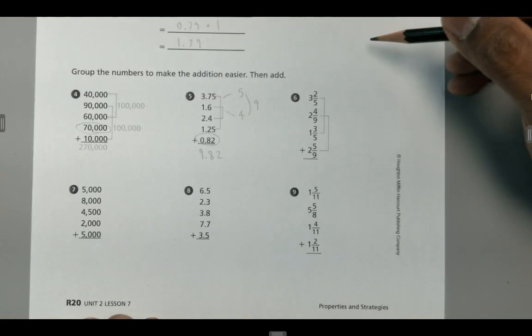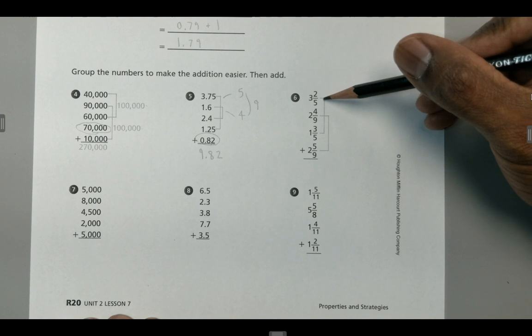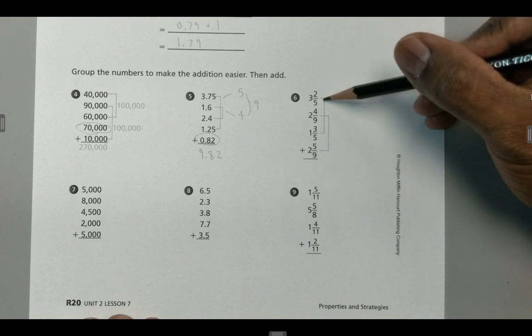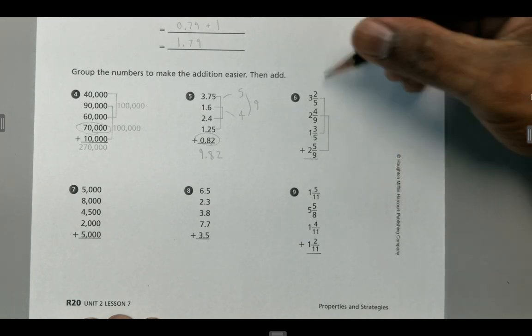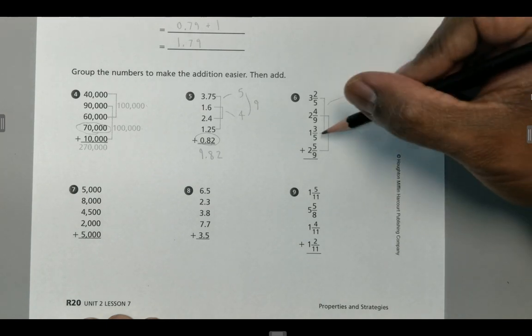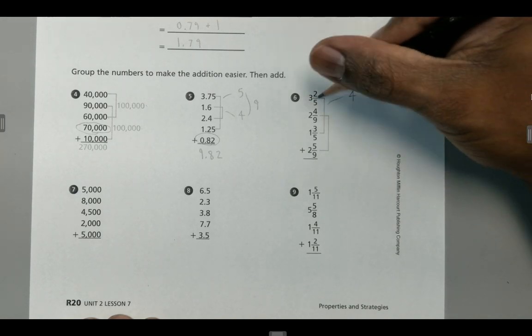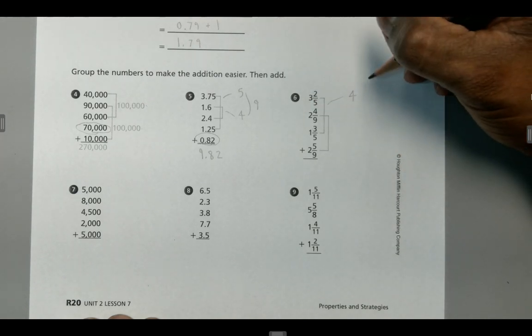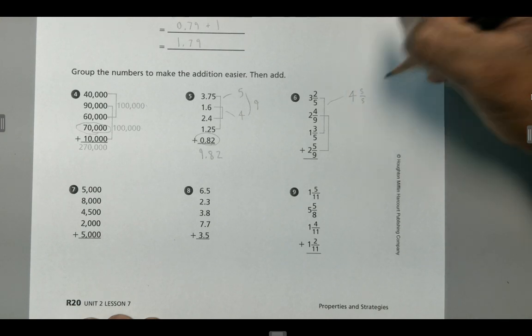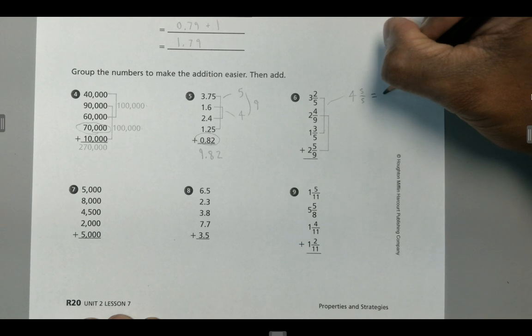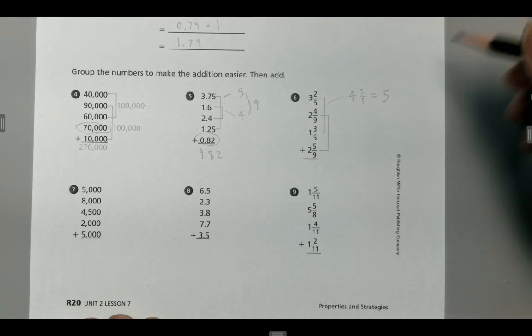Number 6. I'm going to group the mixed numbers that have the same denominator together. 3 and 2/5 plus 1 and 3/5. Let's see, add my whole numbers first. 3 and 1 is 4. Then add my fractions. 2/5 plus 3/5 is 5/5. Well, 5/5 is a whole. 4 and 5/5 is 5.